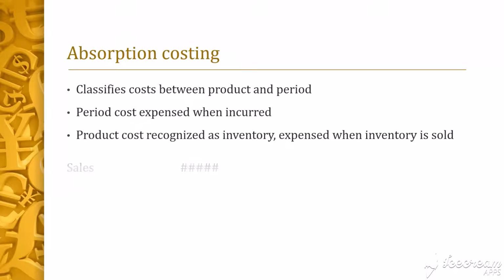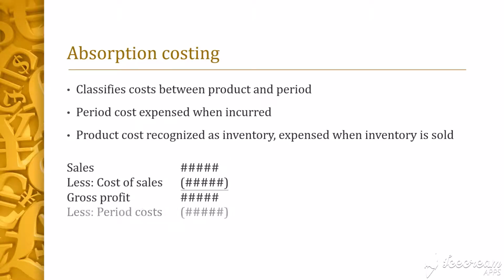Here's how an income statement under absorption costing looks like. This should look familiar to you. We will take sales minus cost of sales to get the gross profit. Then we deduct period costs like selling and distribution expense, general and administrative expense, finance expense, and other operating expense before arriving at the net profit.